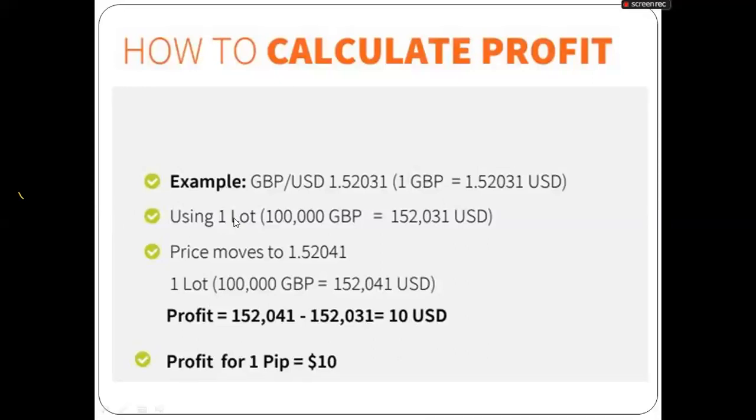Assuming that you use 0.1 lot. 0.1 lot is 10,000 notional value. So if you multiply 10,000 by 1, you get 10,000 GBP. You multiply 10,000 by 1.52031, you're going to get 15,203.1, okay? And then here will be 15,204.1. So if you subtract, 4 minus 3, you're going to get only $1, using 0.1 lots. Then if you use 0.01 lots, here will now be 1,000, and here will be 1,520.31. Here will be 1,520.41. So if you subtract, you're going to get $0.10, which is 10 cents.